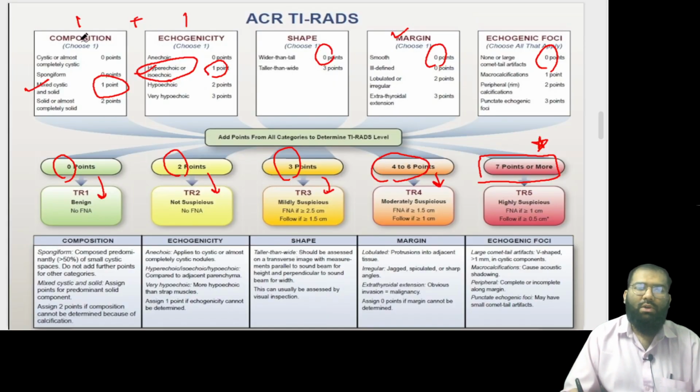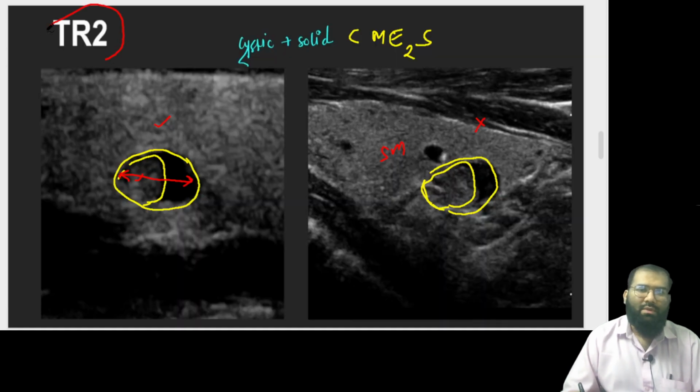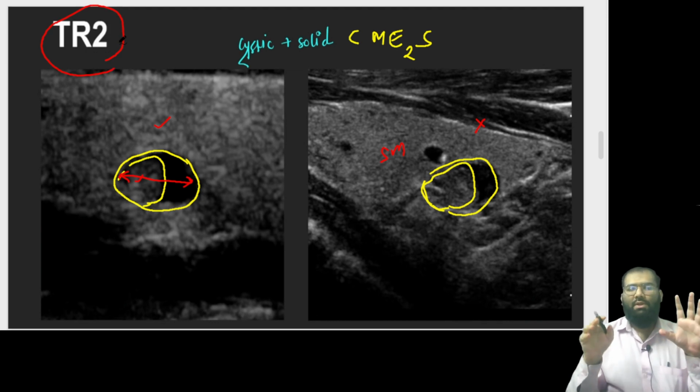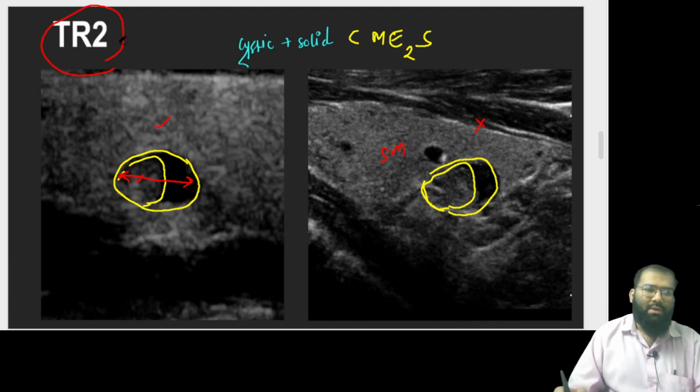So if you see the total of this, this is 0, 0, 0. So you will have total how many points? Total 2 points. So if you have 2 points, this becomes Thyroids 2. Okay. Again, this is not suspicious. This is Thyroids 2. So understood how to calculate. So this was a Thyroids 2 lesion.